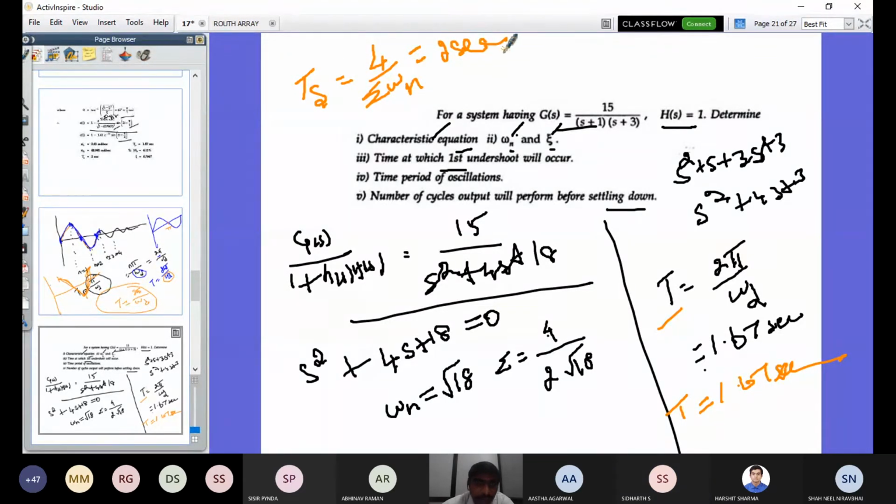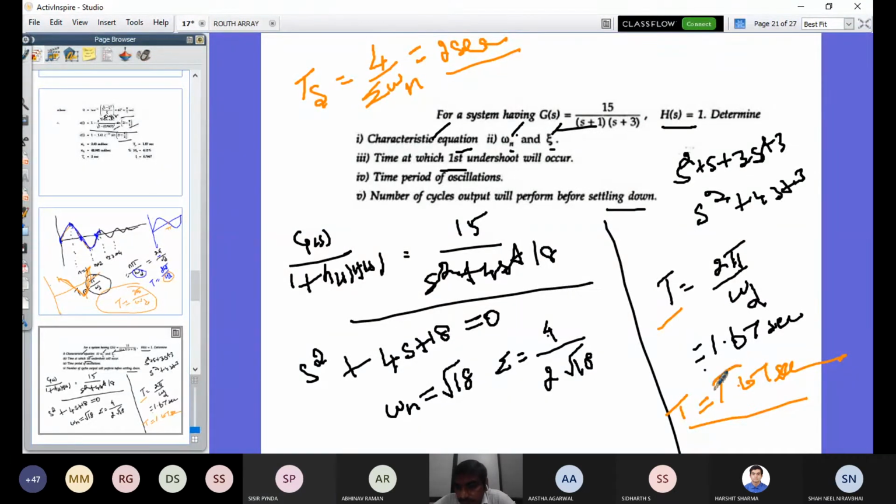How many cycles will complete? This is the settling time, the time the system takes to settle, that is 2 seconds. Before the system settles down, how many cycles will it complete? That is the question. Are you understanding the question? How many cycles does it oscillate, that means how many cycles does it repeat before the system settles down? Settling time by time period. Very good, dear. Settling time divided by the time period of one cycle.